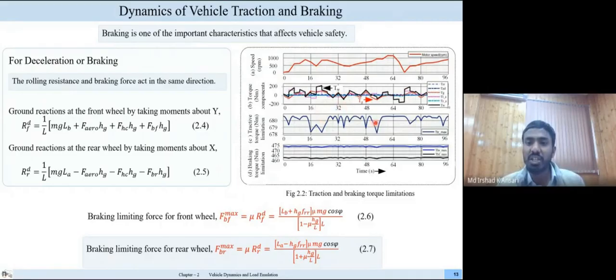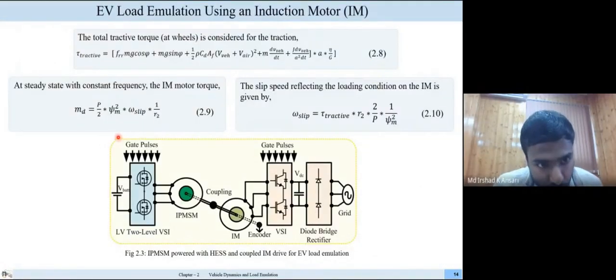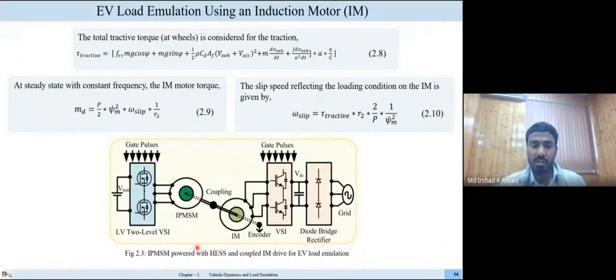So the limitation is greater than 680 Newton meter for traction, and it is greater than 460 Newton meter for braking. So upon analyzing these tractive limitations as well as braking limitations, we found that this driving profile can be executed on the experimental setup. Equation 2.9 has been used for implementing the slip speed control through the induction motor, and corresponding equation 2.10 provides the slip speed that relates to a particular load torque for a driving profile.